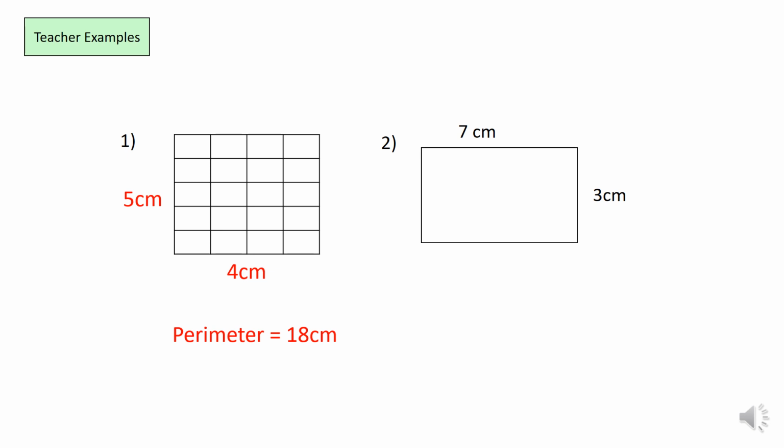Question number 2, now again we've only been given 2 sides, but the answer is 20 centimeters because the opposite sides on each are also 7 and 3. So when you add them all together, that would give us 20 centimeters.